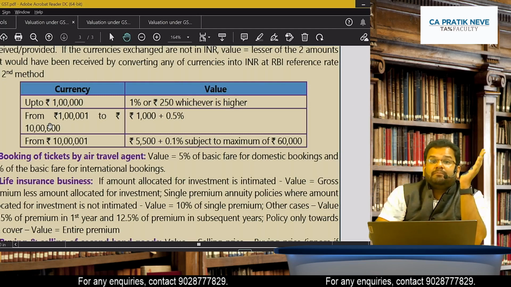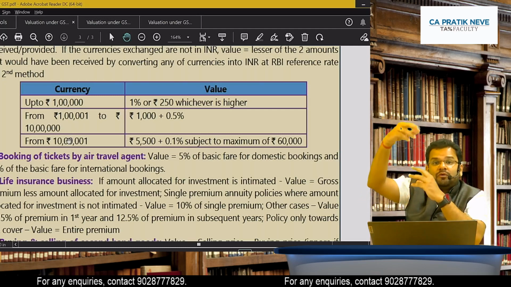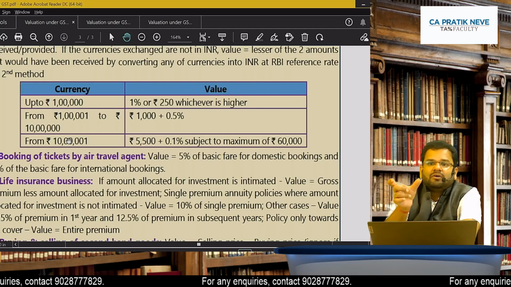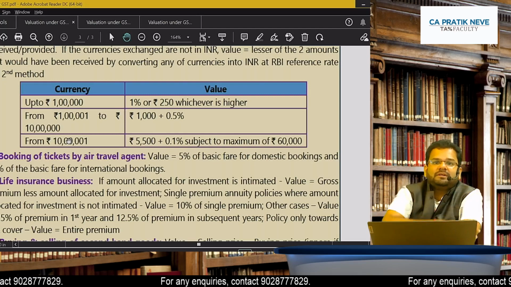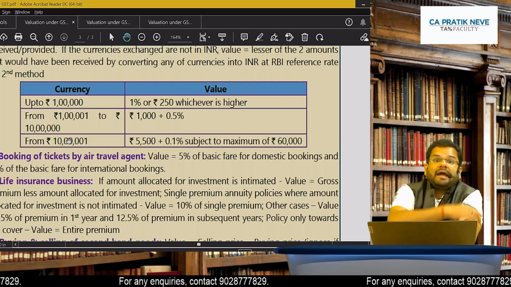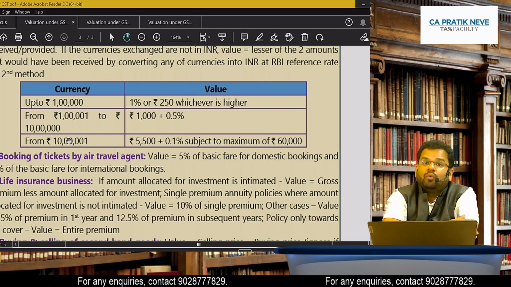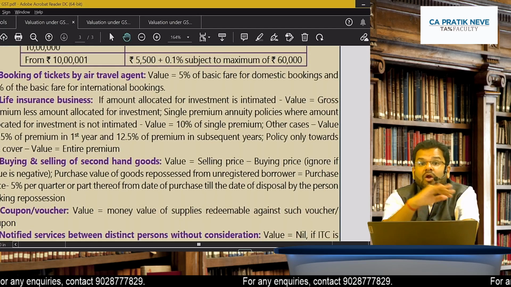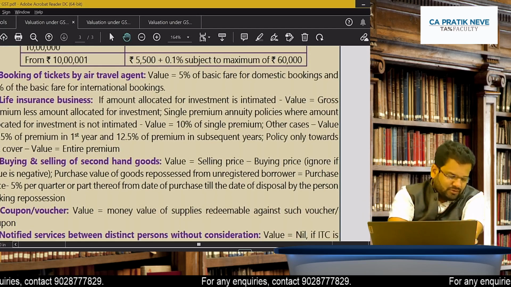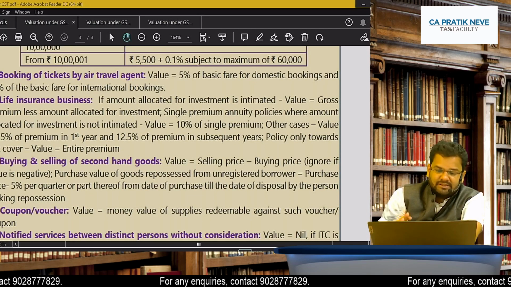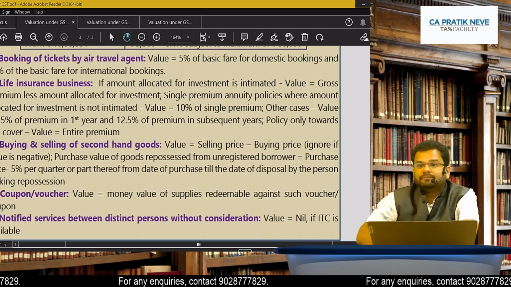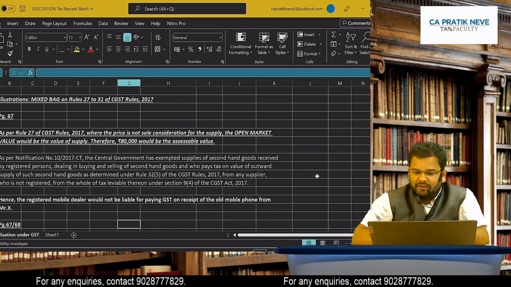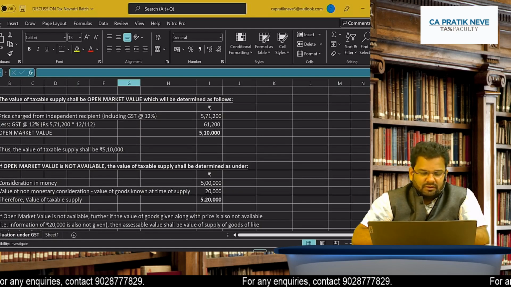And now comes the slab after 10 lakh. If your value of exchange is, say, 12 lakh rupees, then for the first 1 lakh 1000 is fixed, for the next 9 lakh 0.5%, and whatever exceeds 10 lakh, 0.1% on that. But the overall value in a transaction cannot exceed rupees 60,000. Is it clear till this point? Wonderful. It will become very critical to discuss a good question in this.